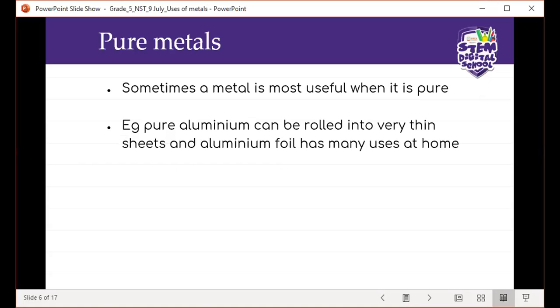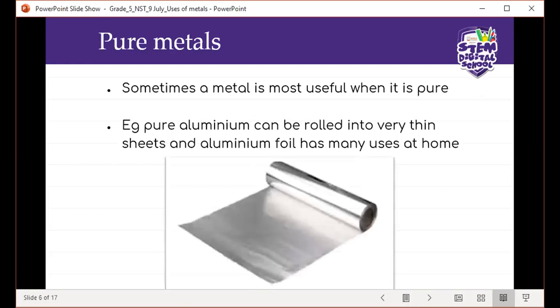Then let's just go back to pure metals. An example of a pure metal is pure aluminium, which can be rolled into very thin sheets. Aluminium foil has many uses at home, and there is our aluminium foil, which is a pure metal.